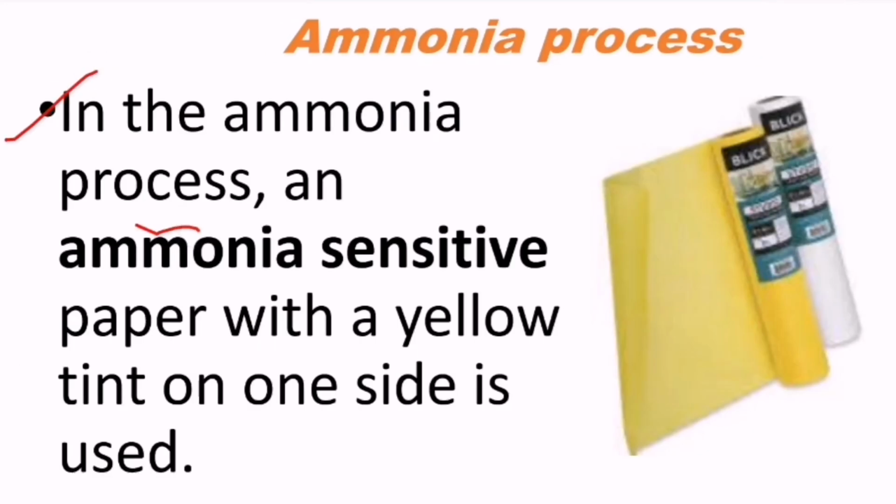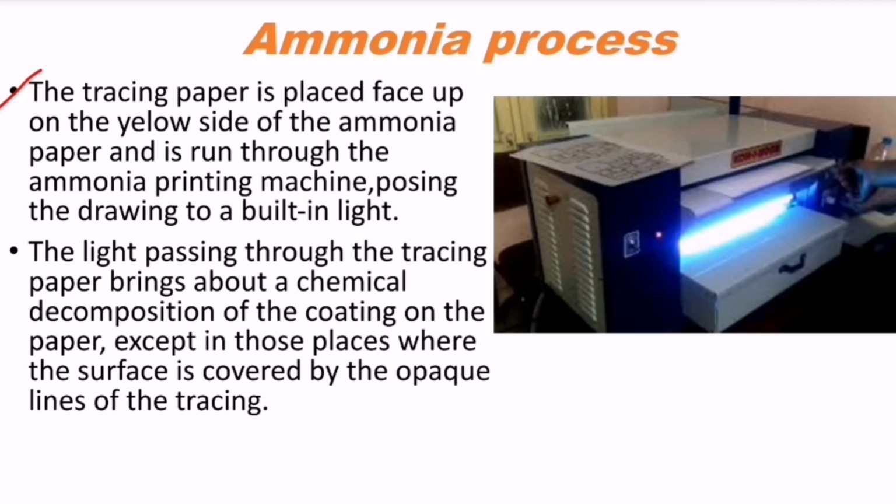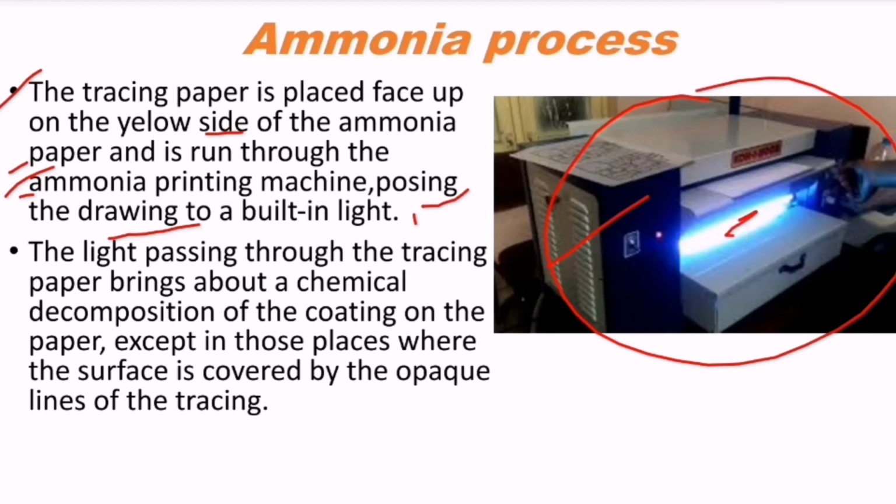In the ammonia process, an ammonia sensitive paper with a yellow tint on one side is used. So the ammonia sensitive paper has one side yellow in color and the other side white in color. So that yellow side has a yellow shade. The tracing paper is placed face up on the yellow side of the ammonia paper and run through the ammonia printing machine, exposing the drawing to a built-in light. Look at this. In this machine we can see the light is there. So if you place this yellow side to this lighting, what happens?